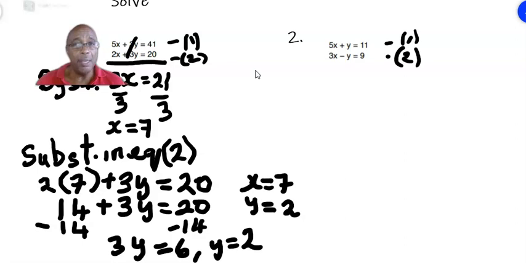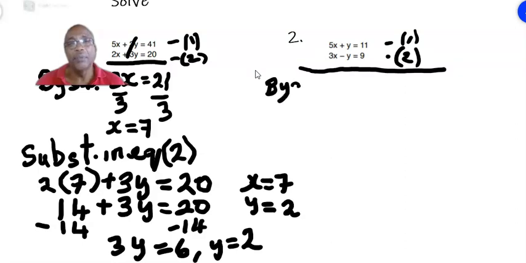So what is the same? The x's are not the same. We have 5x and 3x, but we have 1y and 1y here. So the y's are the same, but in equation 1, we have plus y. In equation 2, we have minus y. The signs are different. Therefore, the first step, we draw out the line, and we say by addition. Remember, when the signs are different, we add the two equations together.